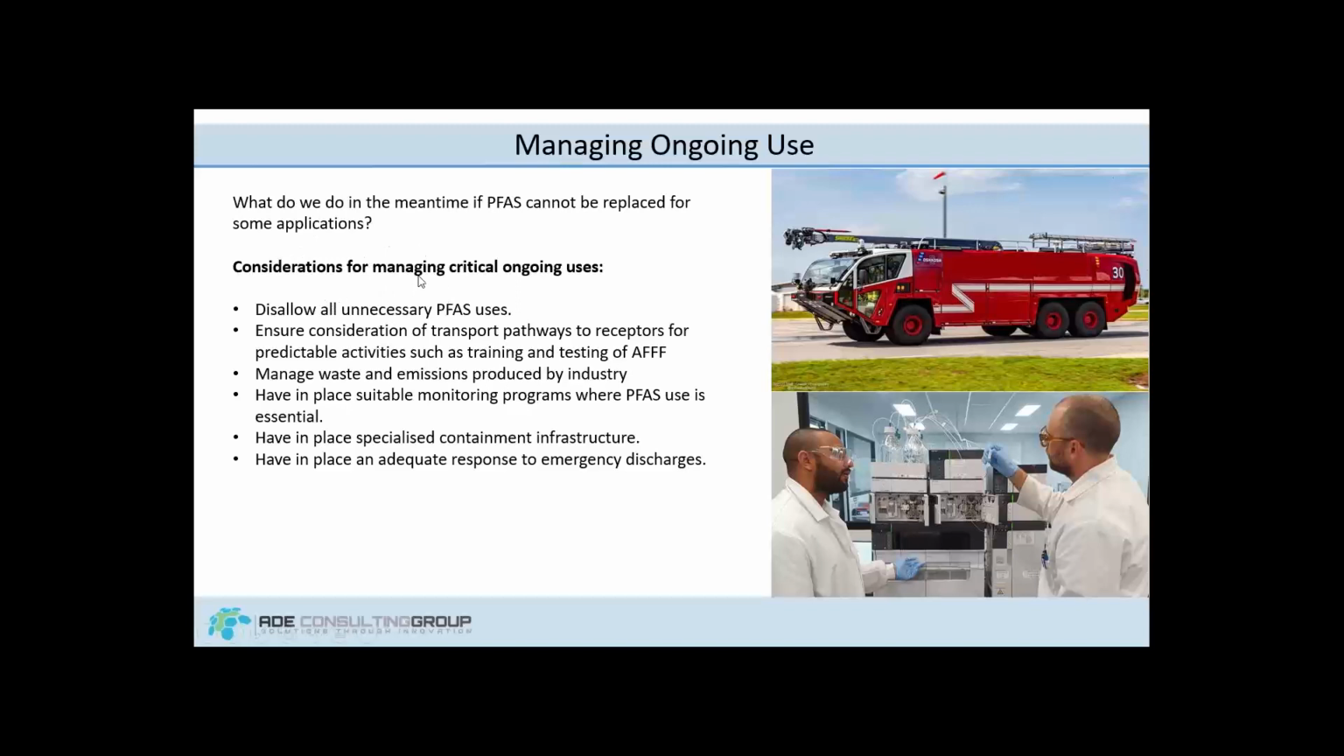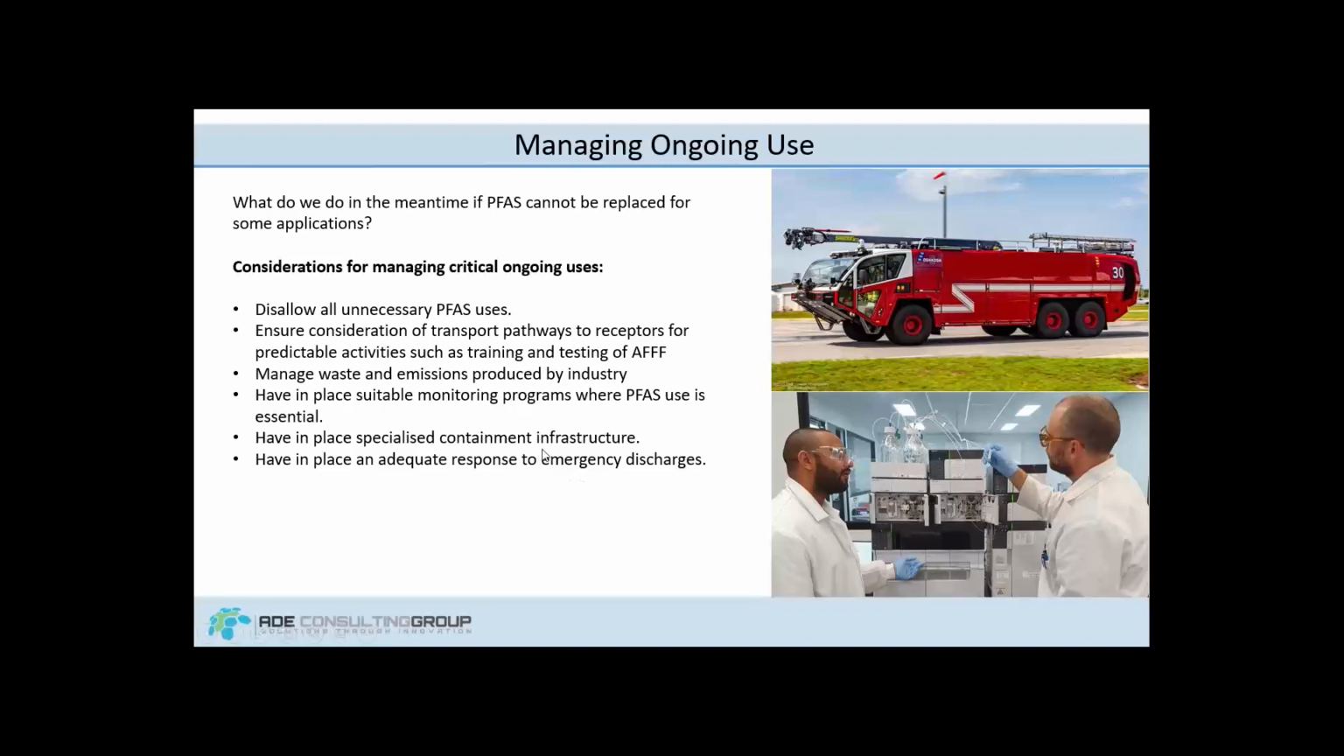However, there are some real critical considerations for managing risk in areas where we have to have ongoing use. This includes, obviously, disallowing all unnecessary uses, point one, but also ensuring very astute consideration of the transport pathways, using AFFF as an example. If we have to use it, we've put in place a way to understand where it'll go, how it'll be managed, and what the possible receptors are if that risk isn't managed. We need to manage waste and emissions produced by industry. This can be gaseous emissions, dusts, a number of other things.